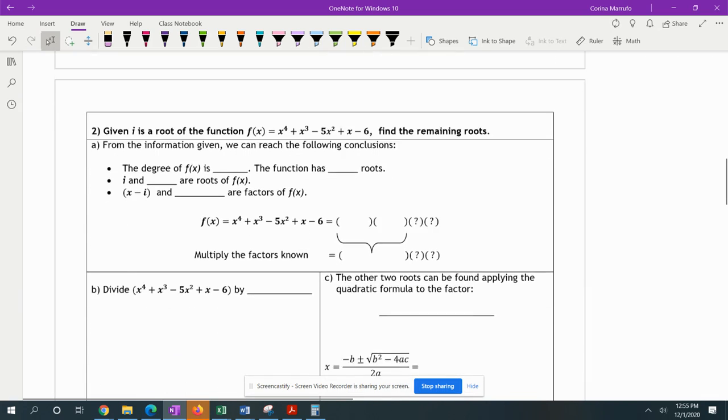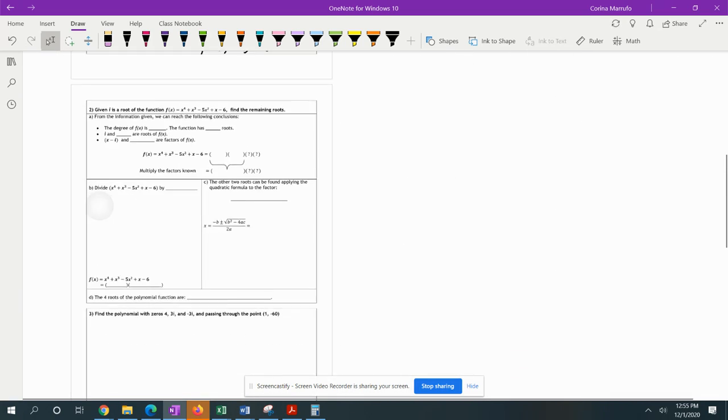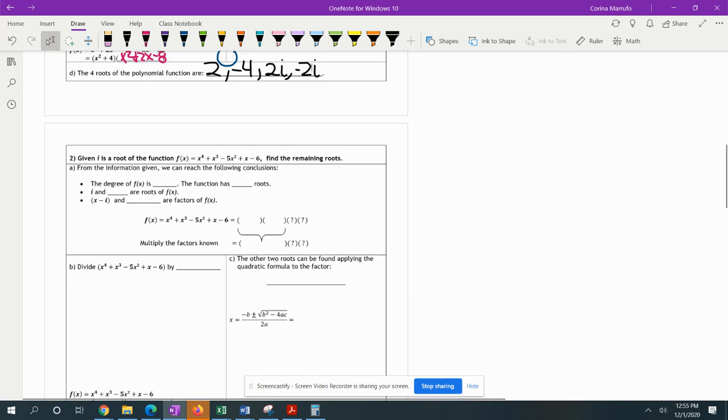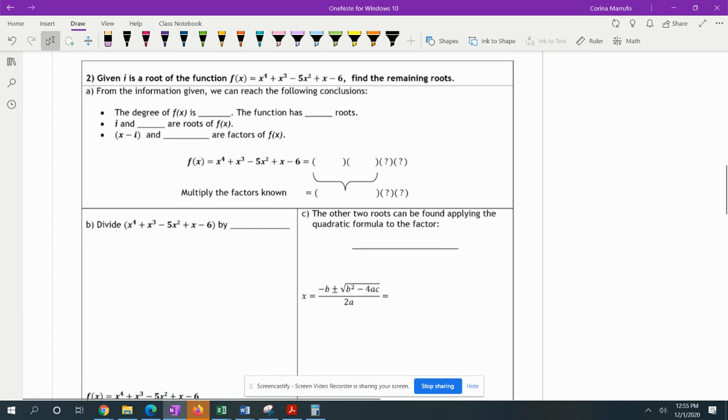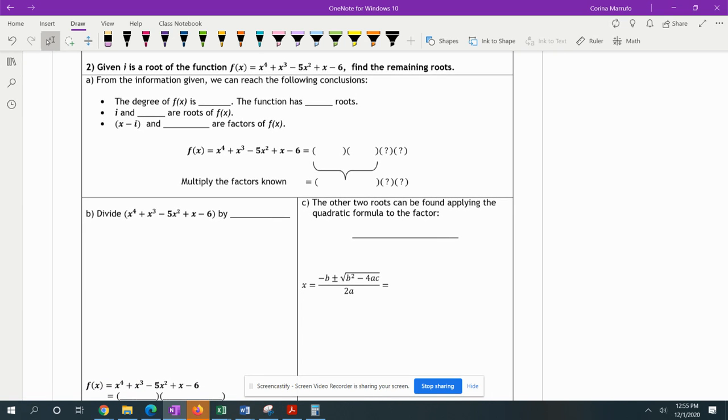All right, so we're going to try this again. So here it says, given i is a root of the function f(x) = x^4 + x^3 - 5x^2 + x - 6, find the remaining roots.